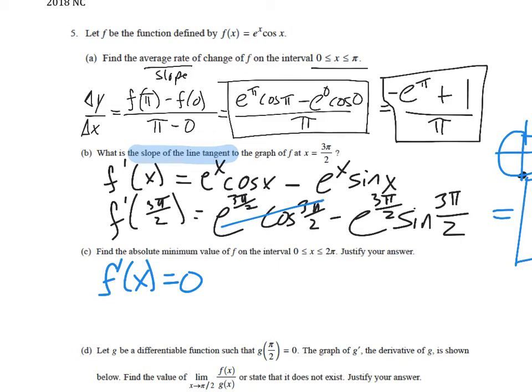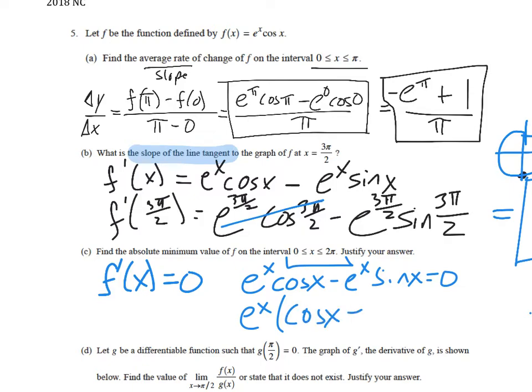Now, f prime of x equals 0, so we need to find f prime of x. We kind of already did here. So we found that, and so we can use that. We want to set that equal to 0. So we have e to the x cosine x minus e to the x sine x equals 0. Okay, and so we need to solve this here. Might be tempting to divide out e to the x here, but better to say this, e to the x to factor it.